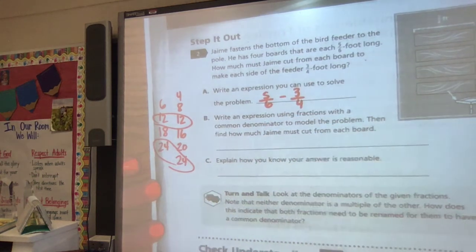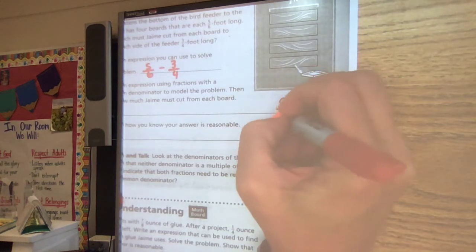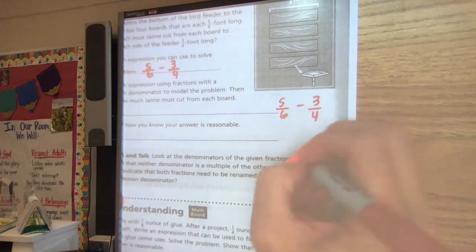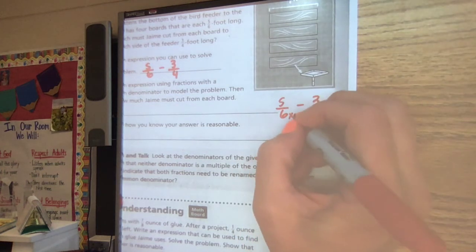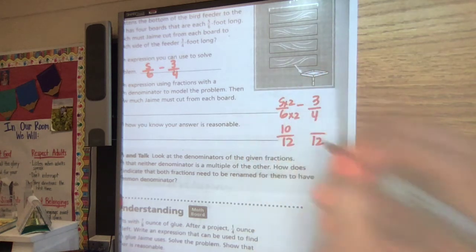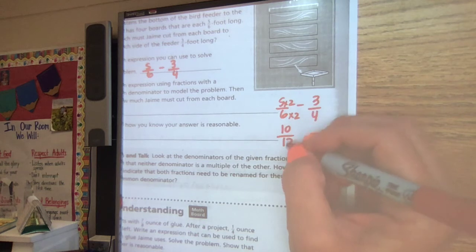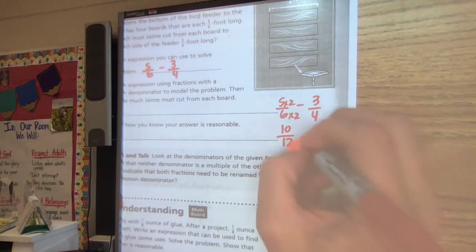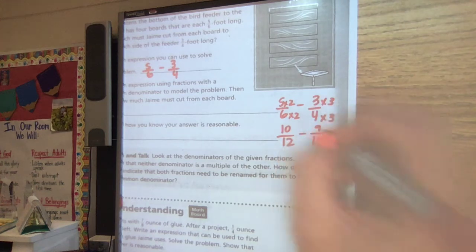So I like to show mine over here. 5/6 minus 3/4. I want mine to be 12, my common denominator. I know that 6 times 2 is 12, so 5 times 2 is 10. That's helping me stay equivalent. I did the same thing to the numerator and the denominator. 4 times 3 is 12, so 3 times 3 is 9.